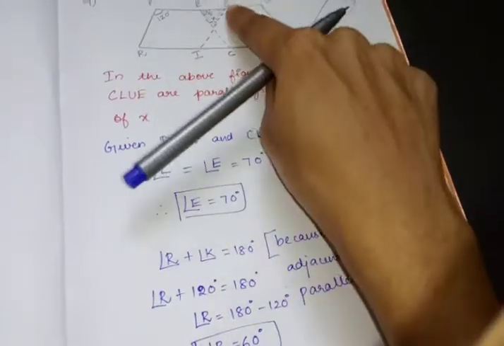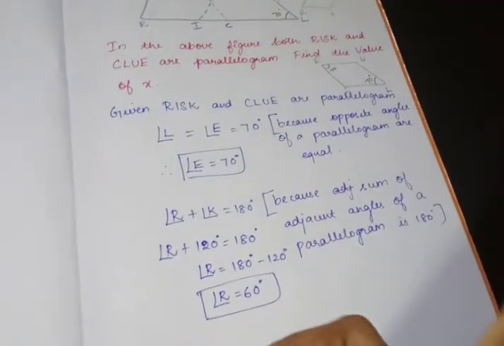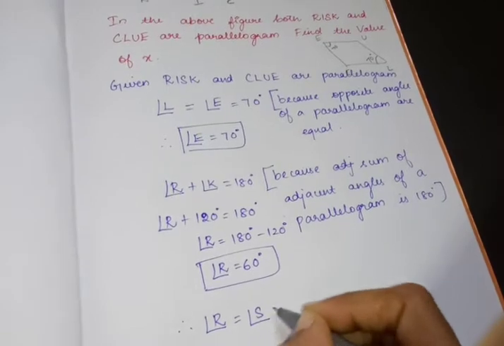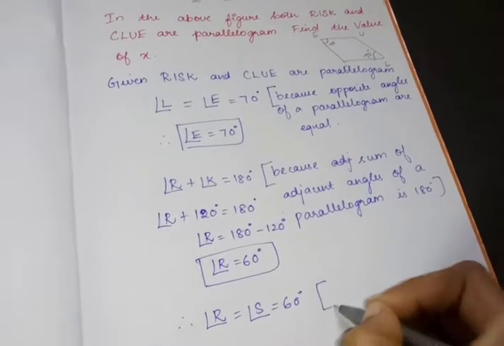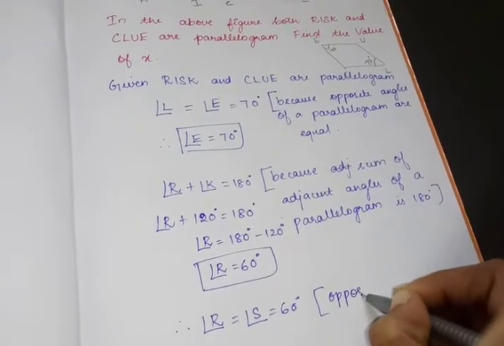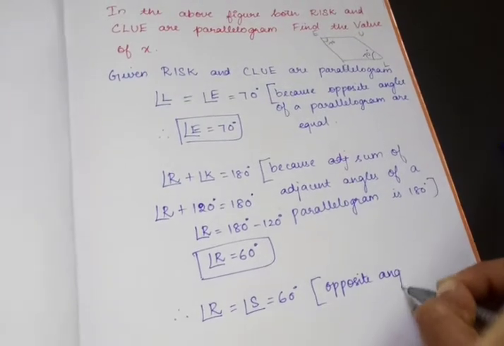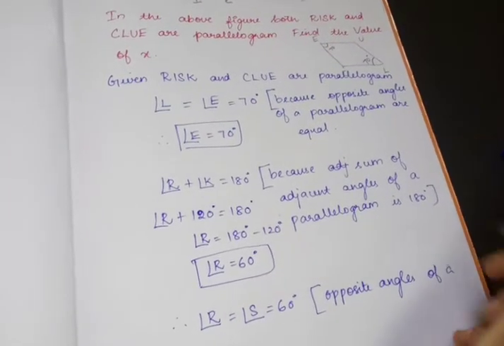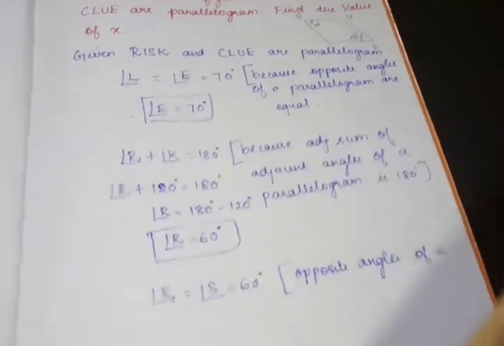So R and S are equal. Therefore, angle R is equal to angle S is equal to 60 degrees, because opposite angles of a parallelogram are equal. This step is very important. Each and every time you should write the condition, by what condition you are using to solve it.